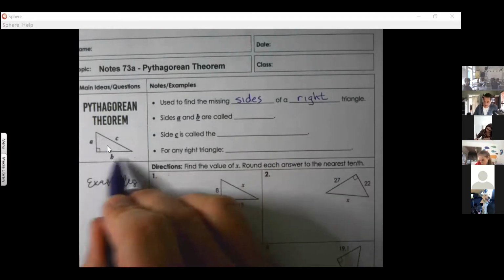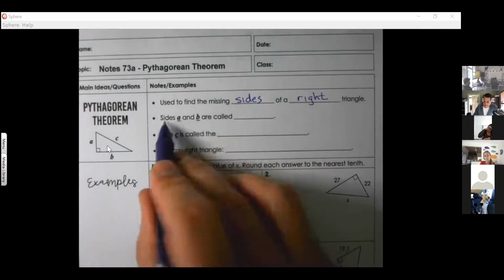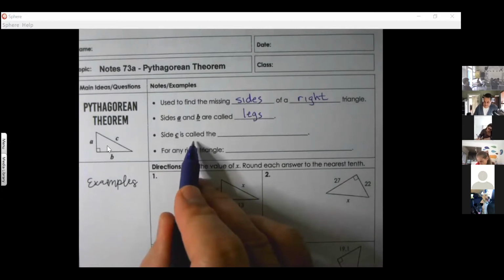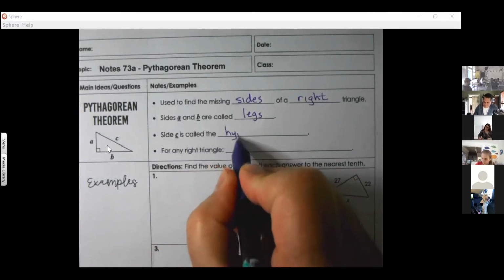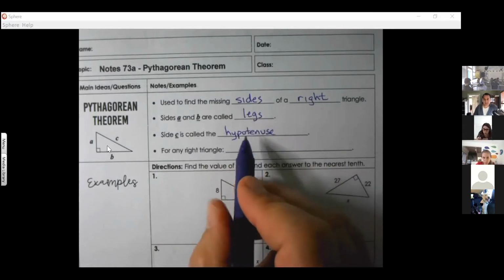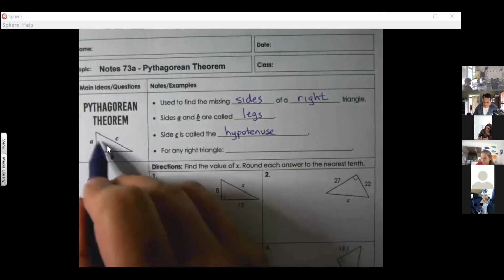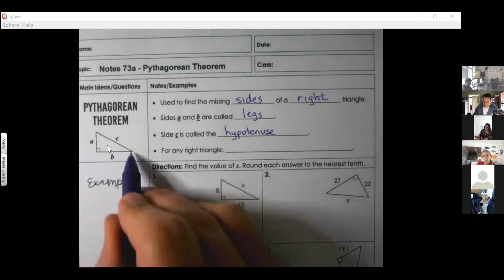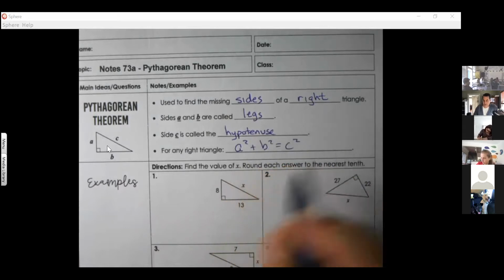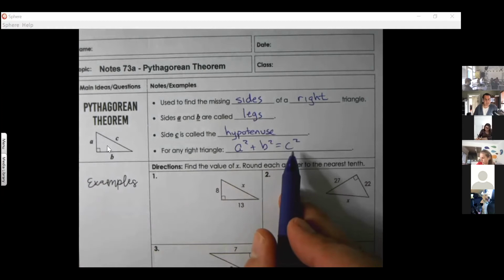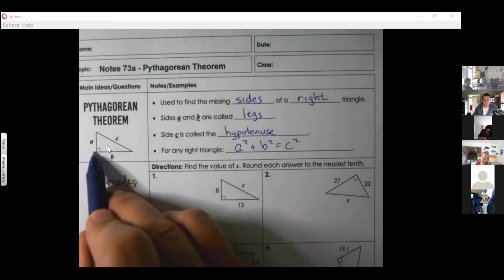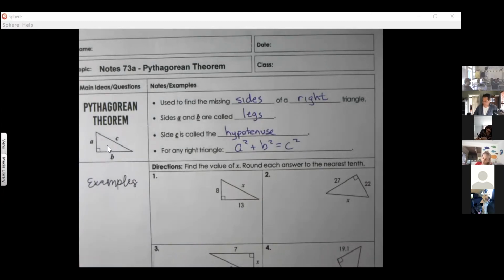And when we're looking at this, we're talking about A and B sides being called legs, and side C is called the hypotenuse. And the reason these are distinct is because there's a difference. When we set up the equation, it is the leg squared plus the leg squared equals the hypotenuse squared. It's A squared plus B squared equals C squared. And it matters which one is C, right? It's the one that's not touching the right angle, whereas A and B are both touching the right angle.